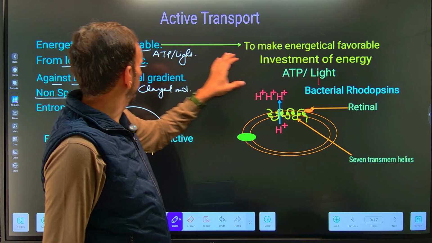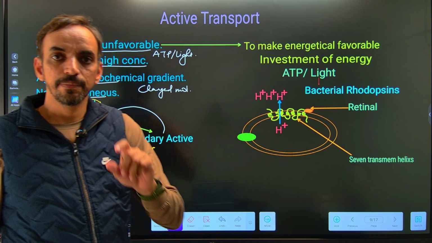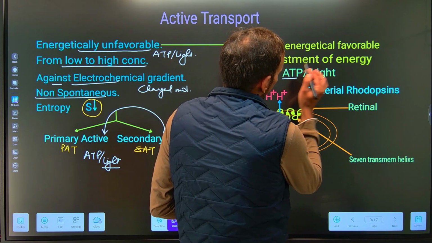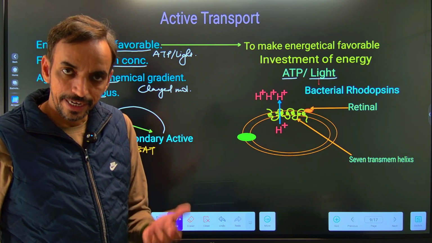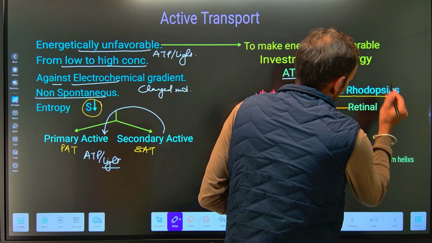Now the process is energetically unfavorable. We can make the process energetically favorable by the investment of energy, and the energy can be invested either in the form of ATP, or at some places in the form of light. First let us talk about investing energy in the form of light. The example is bacterial rhodopsins.